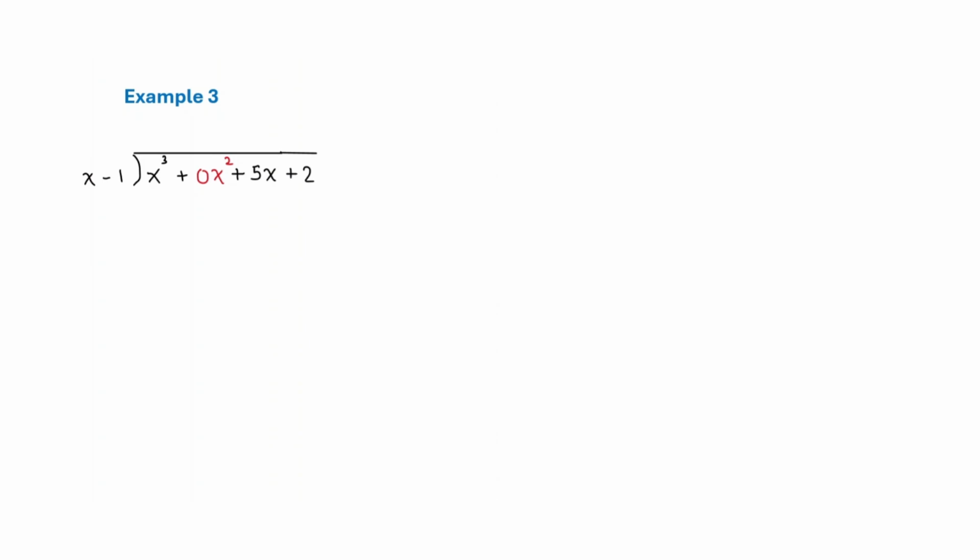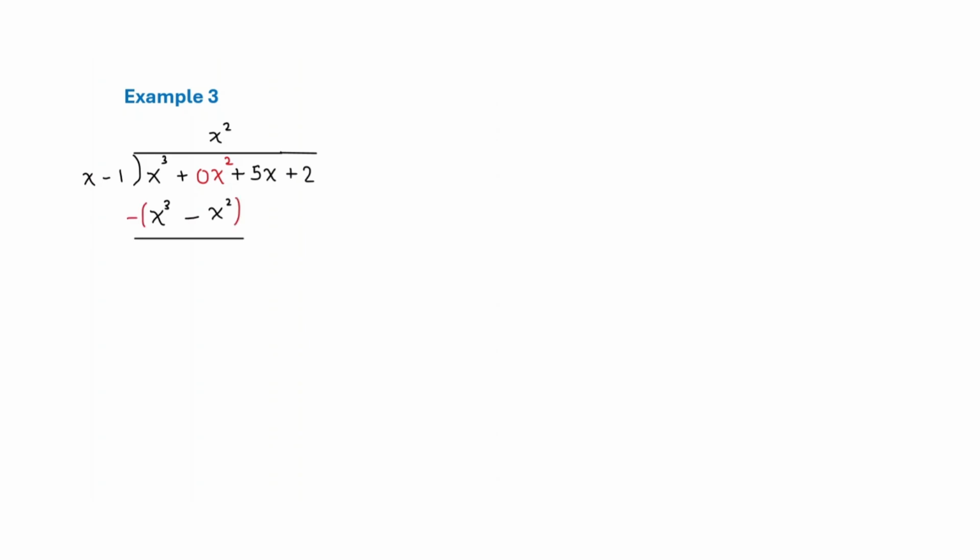Now we can start the division. X cubed divided by x is x squared. So we write x squared at the top. Next, we multiply x squared by the divisor. X squared multiplied by x is x cubed. X squared multiplied by negative 1 is negative x squared. So we write x cubed minus x squared.